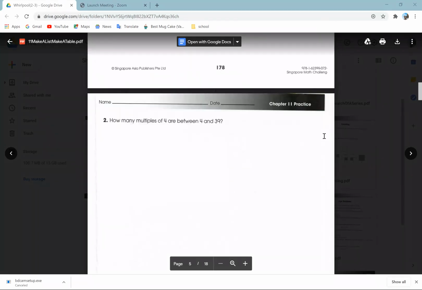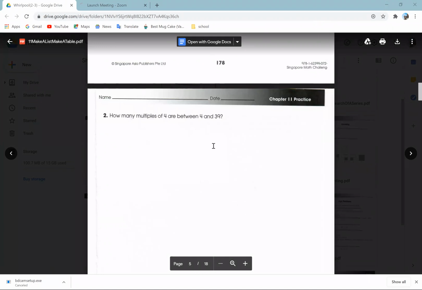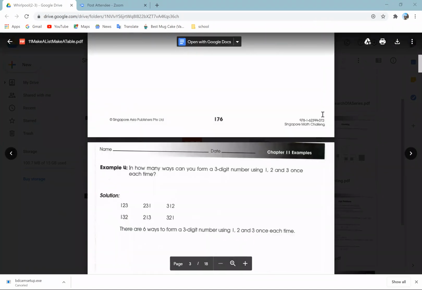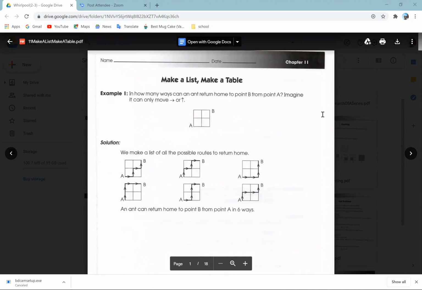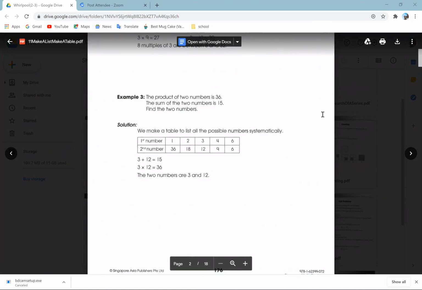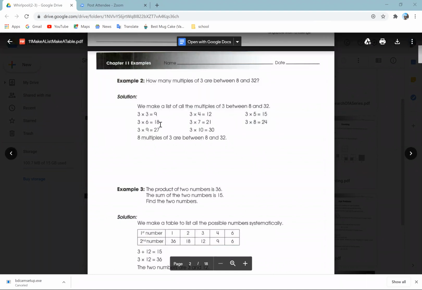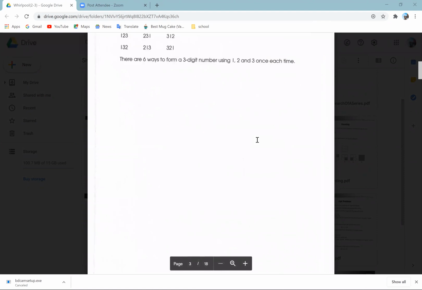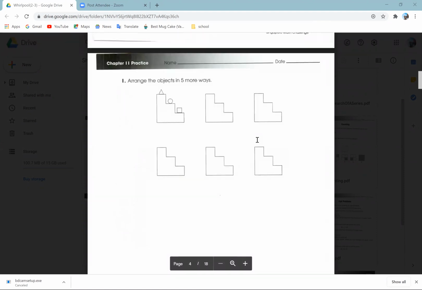And the next one is, how many multiples of 4 are between 4 and 39? So let's go back to the problem we reviewed with the same kind of question last time. 3 times 3 is 9. 3 times 6 is 18. 3 times 9 is 27. 3 times 4 is 12. 3 times 7 is 21. 3 times 10 is 30, right? So we go on and on.